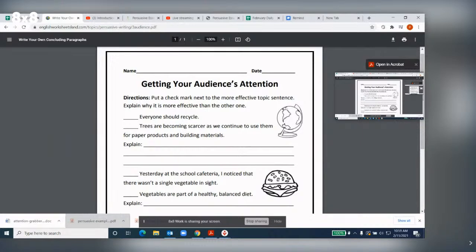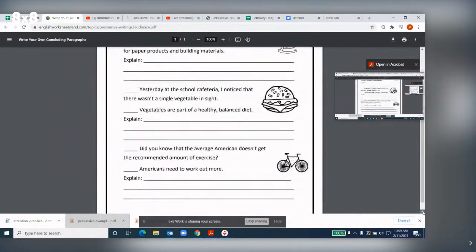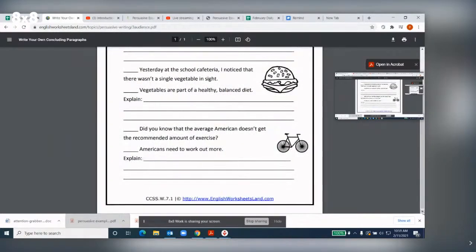And the last one we are going to look at here is, did you know the average American doesn't get the recommended amount of exercise, and Americans need to work out more? So the first one's probably a little bit better. We all know we probably need to work out a little bit more. But that first one gives you a little context, that Americans don't get the recommended amount of exercise.